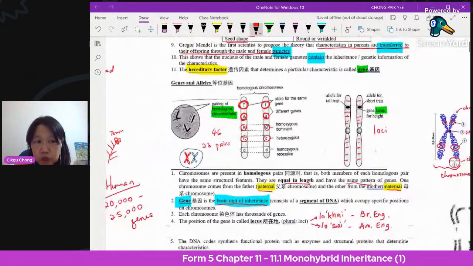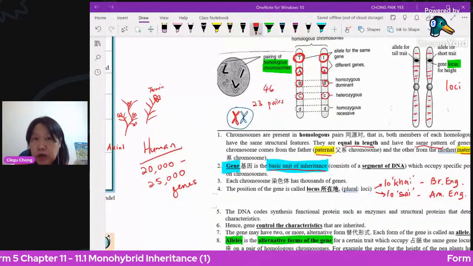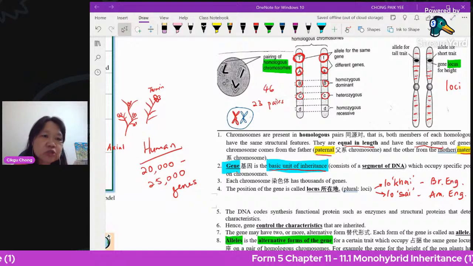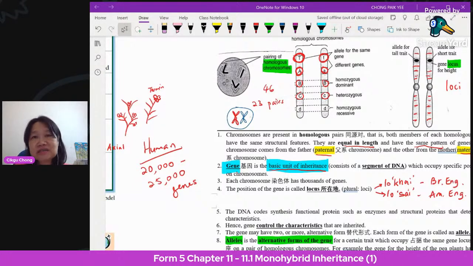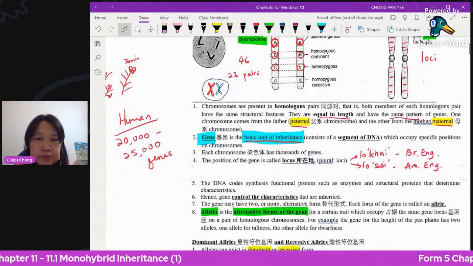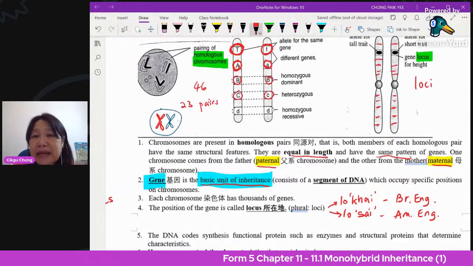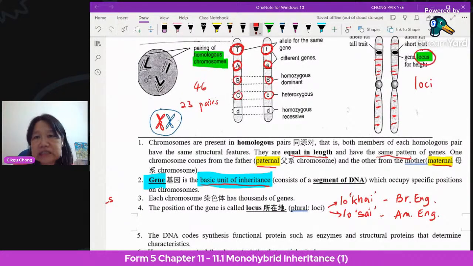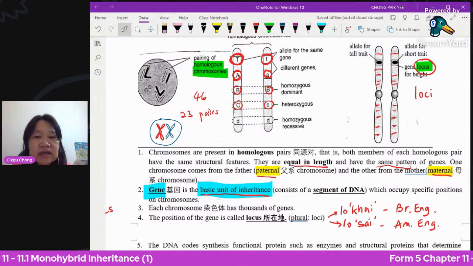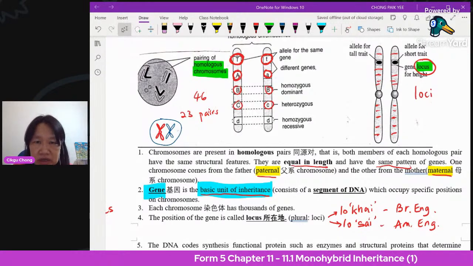So in humans, I found that it takes at least 20 to 25,000 genes to make a human body. You see a lot of genes, and they are all in the chromosome. The position of the gene, where the genes are, the place, is this word, locus. Locus is singular. In plural, we say loci, in British English or American English.